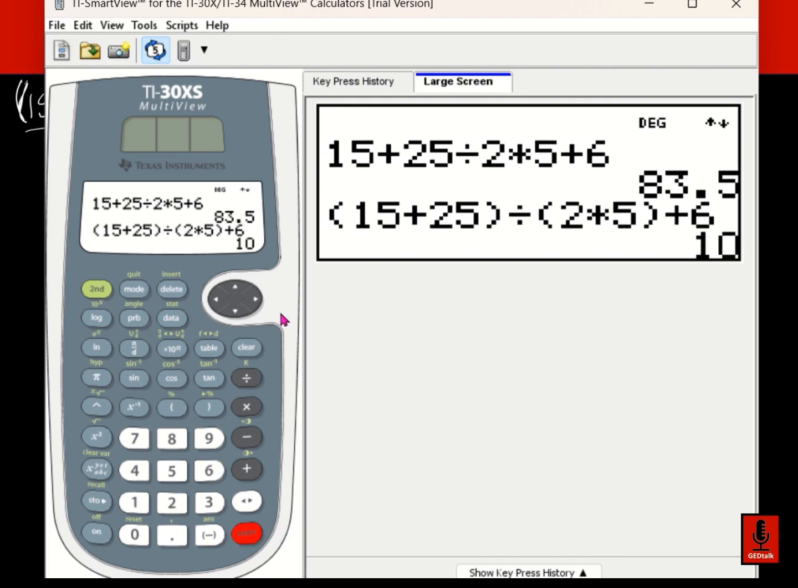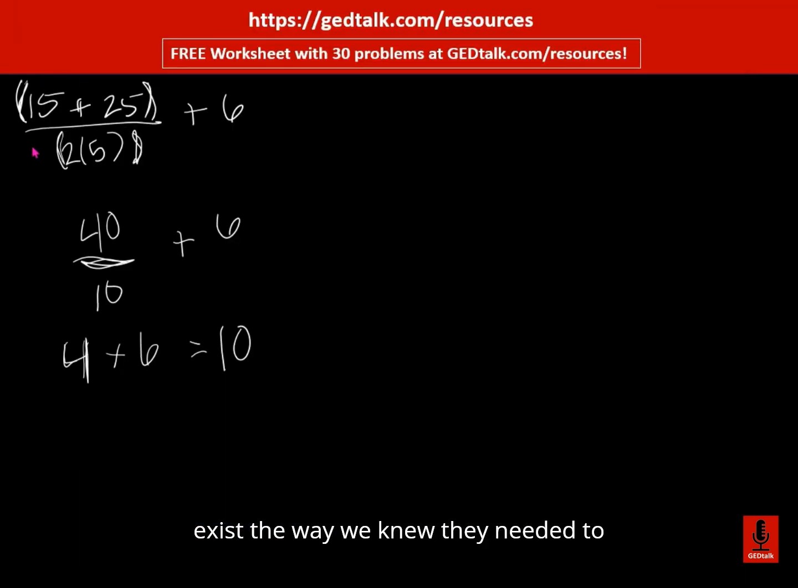And we get 10. So folks, you just have to remember that sometimes you might see an expression on paper and you think, wow, I can do this without the calculator, and go for it. Do it without the calculator. But if you need to check your work and you notice that on paper or on the screen they're not giving you parentheses, but you know parentheses need to exist, the way we knew they needed to exist around the numerator and the denominator, then that's what you need to do to move forward with using your calculator.